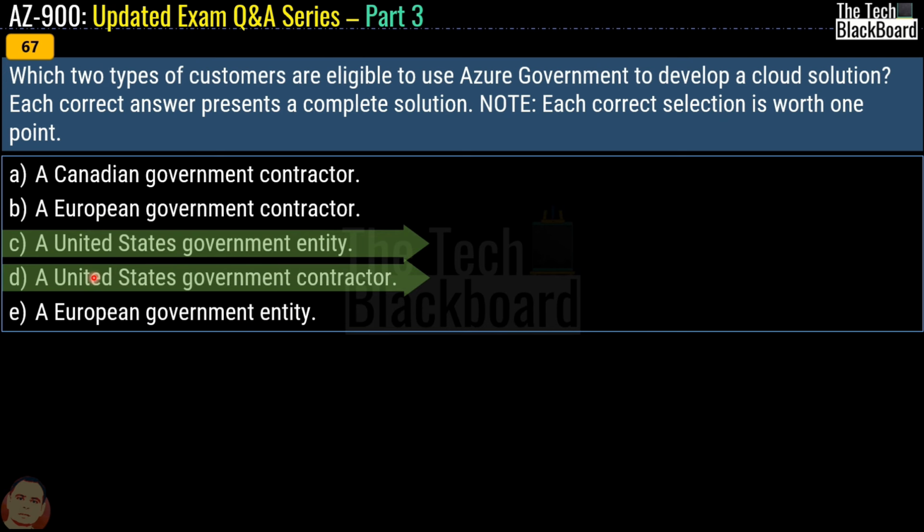If you remember, in part 2 of this series, we covered a lot on Azure Government. Not only that, we also covered Azure China. So if you are looking for more details on Azure Government or Azure China, then please go back to the part 2.